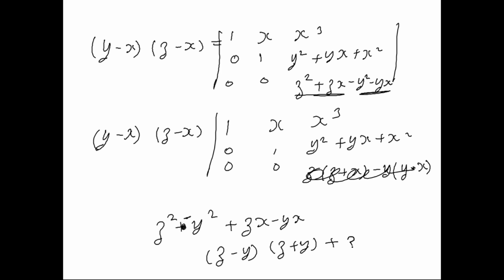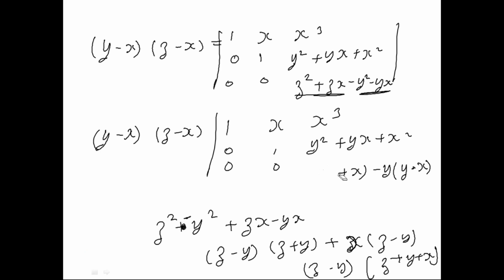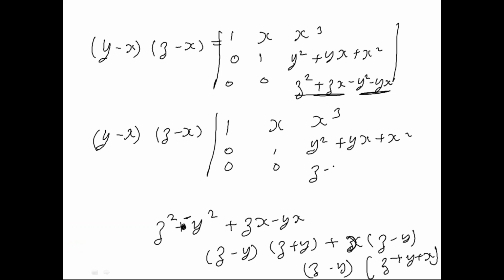And I can take x common. So this will become z minus y. If I take z minus y common from the entire thing, I will be left with z plus y plus x. So what I can do is, over here I can write it down as z minus y into z plus y plus x.